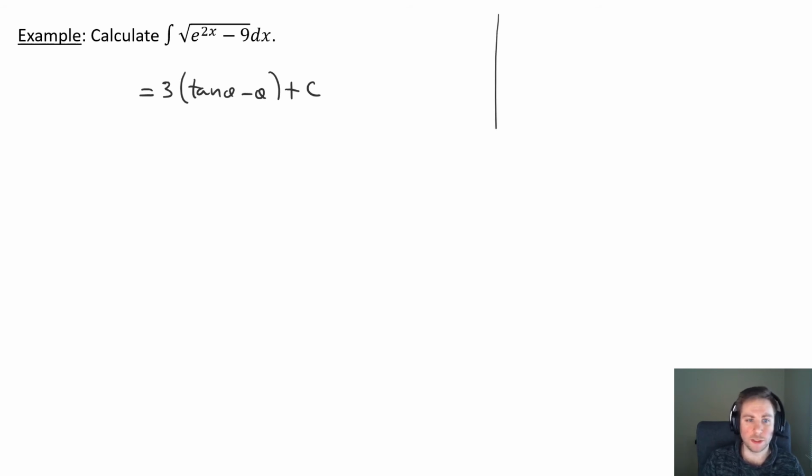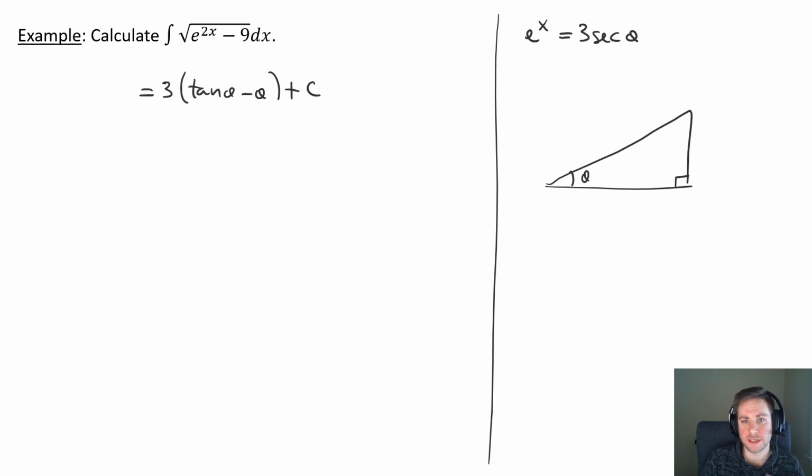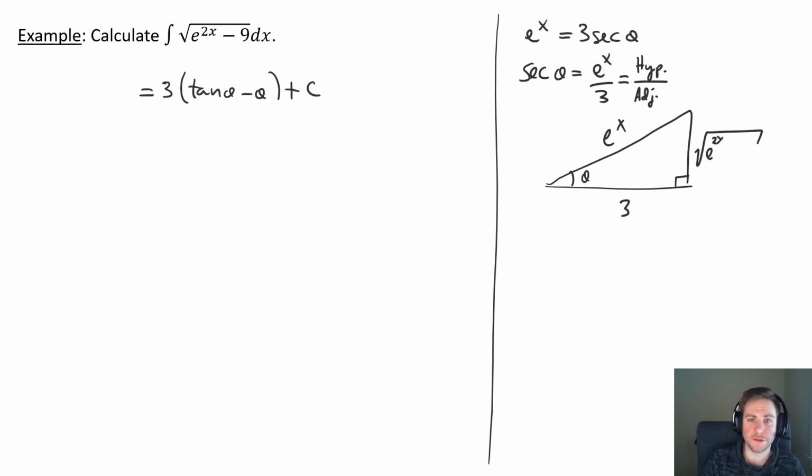And for that, we look back to the substitution we made and sketch out our triangle as usual. Our substitution tells us that sec theta is equal to e to the x over 3, and that's the ratio of hypotenuse over adjacent. So we can label those sides of our triangle as you see here, and determine the remaining side using the Pythagorean theorem. Our answer requires us to calculate tan of theta, and that's now just opposite over adjacent.